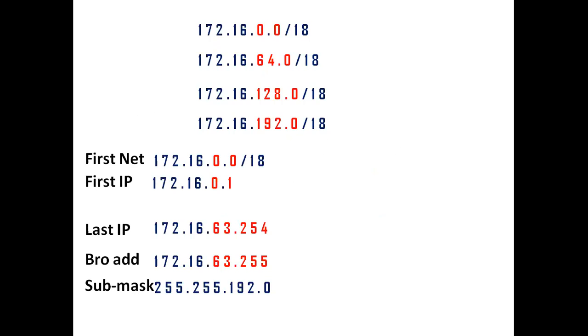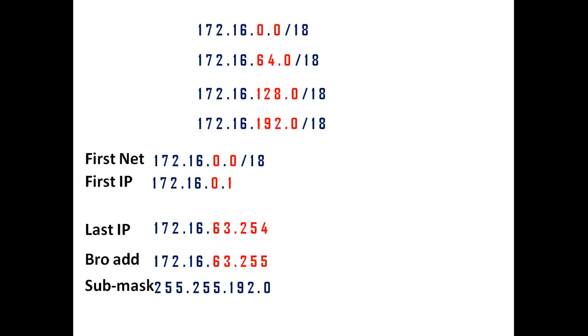This is the first IP address. 172.16.0.1 is the first IP of the first subnet. So 172.16.0.0/18 is the first subnet, and this subnet has the first IP address 172.16.0.1. But brother, which is the last IP address?